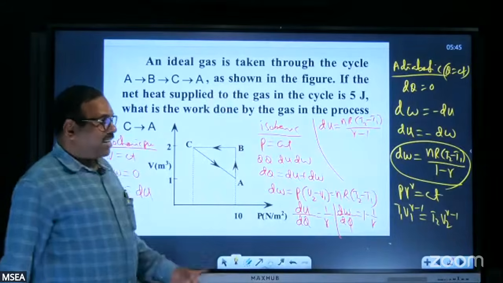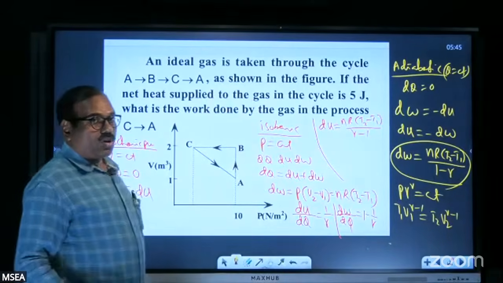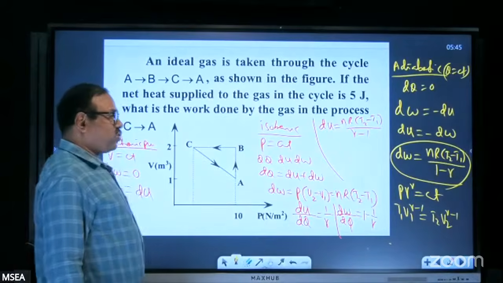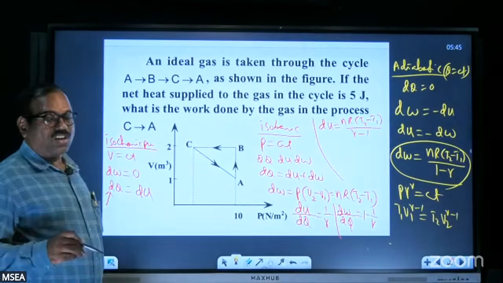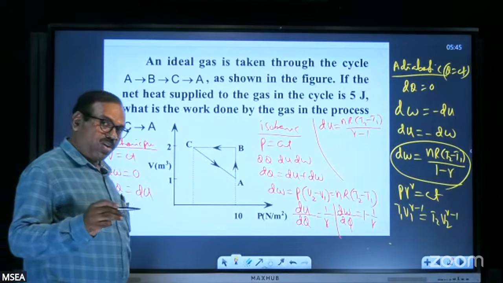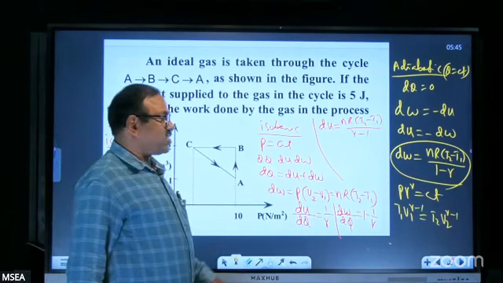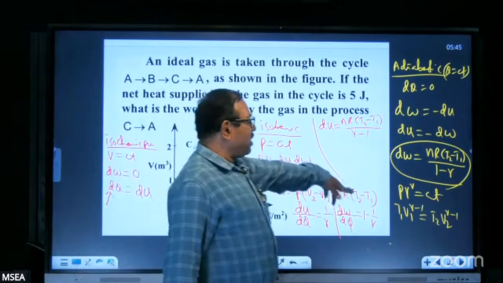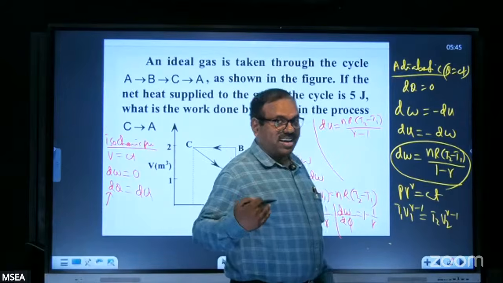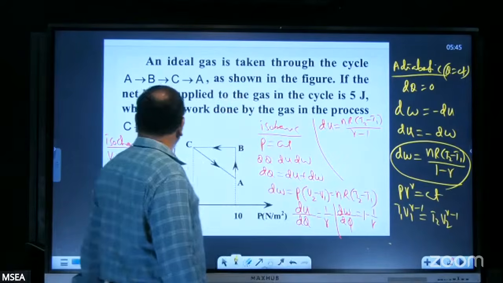Okay, so like that you can remember. Even so, the pressure and temperature relation we can take also. T1 to the power of gamma into P1 to the power of 1 minus gamma is constant. Or if you don't know, then simply from the ideal gas equation we can take this relation.